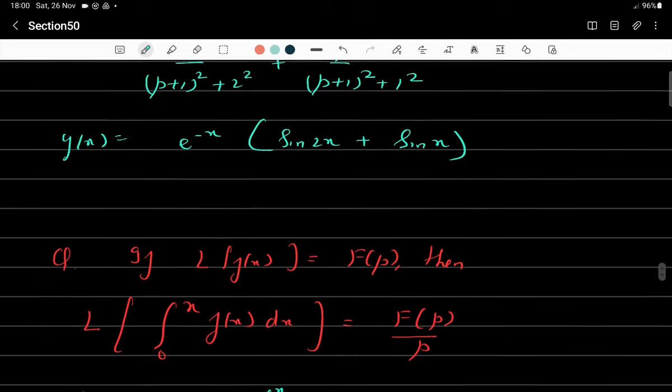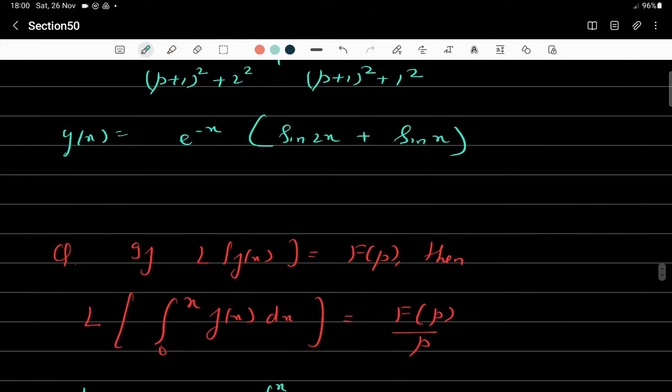Now there is a result which says that Laplace of integral from 0 to x of f of x dx is equal to f of p by p. It's quite easy to prove. You can try by yourself, spend some time.